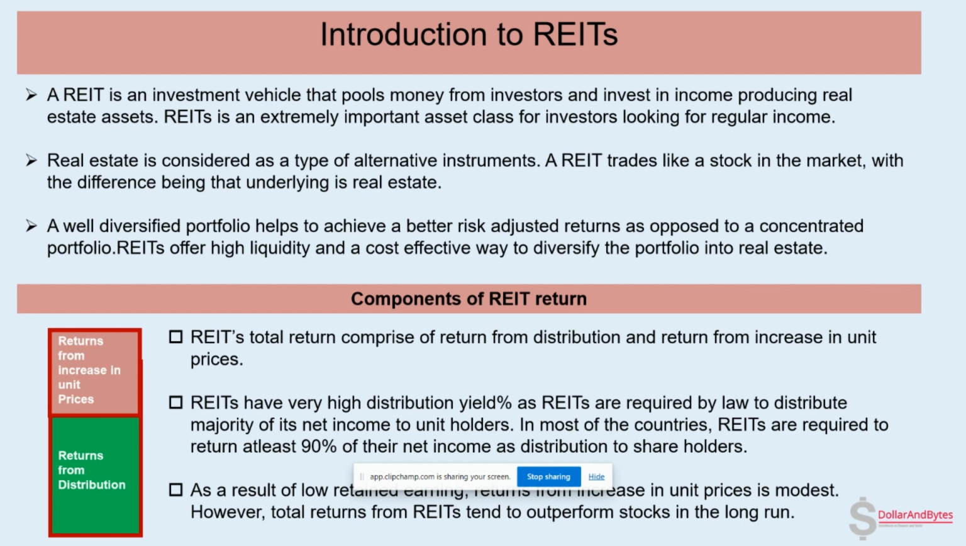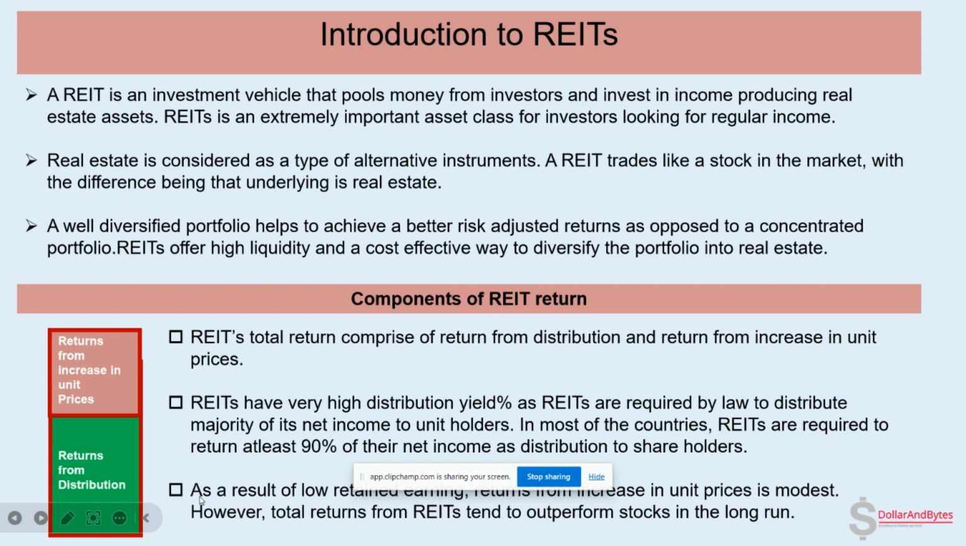Now let's understand the components of REIT returns. Like investing in a dividend stock, there are two components. One is returns from capital appreciation, the second is returns from dividends. Similarly, in the REIT world, you have return from distribution and return from increase in unit prices. The key difference is that REITs tend to have a very high distribution yield, as the REIT structure is designed by law to distribute a majority of its net income to unit holders as distributions. In most countries, REITs are required by law to return at least 90% of the net income as distribution to shareholders. So this explains why REITs, by design, have such a high distribution yield.